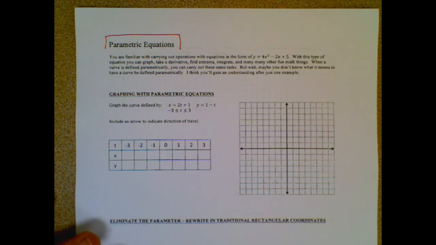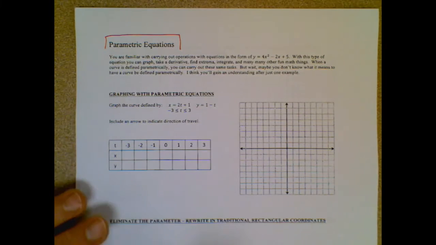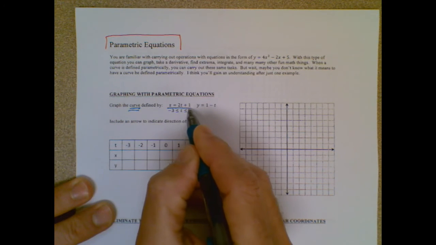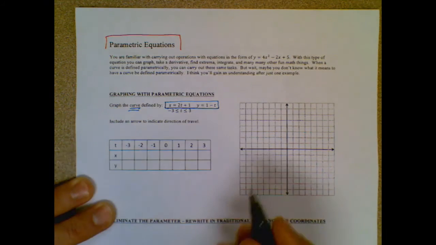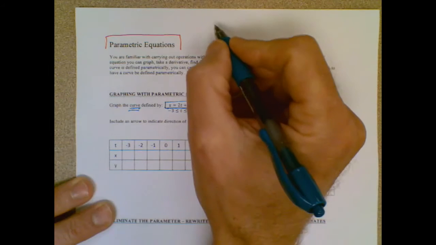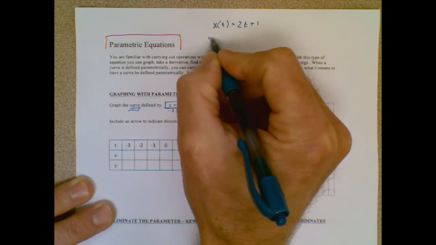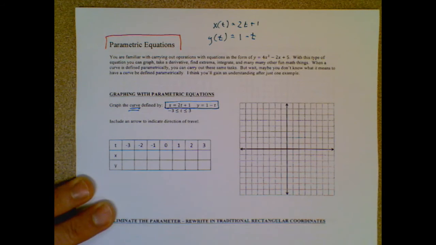So I've now transferred over to that note packet, and remember that you have the totally completed note packet online as well. And we start off, you can pause this and read these instructions if you'd like, but I'm just going to hit the highlights. We have a curve defined by this set of parametric equations. Now we could rewrite that as x of t equals 2t plus 1 and y of t equals 1 minus t, and have the set of parametric equations look like that.